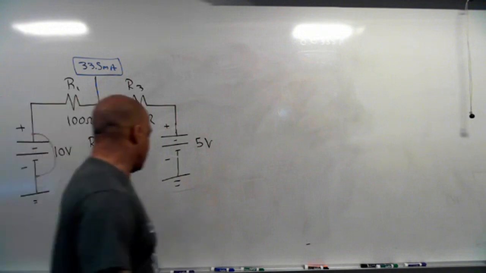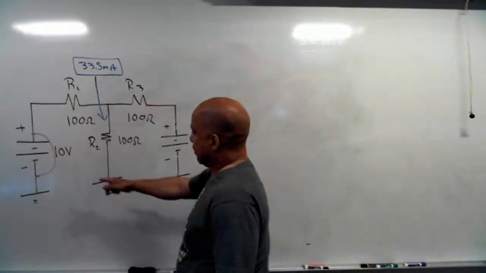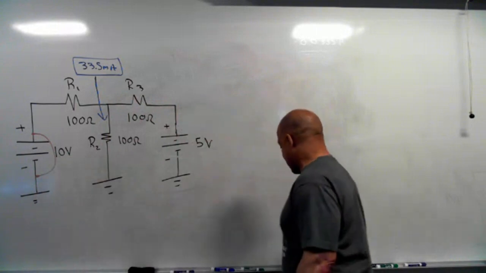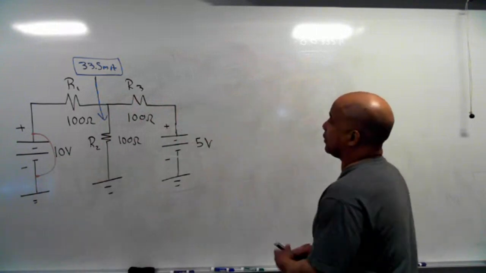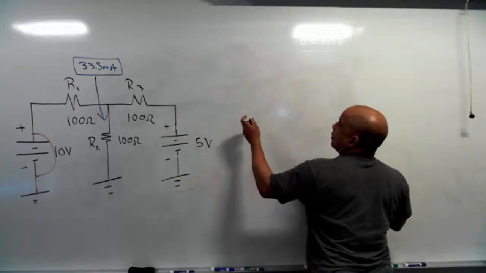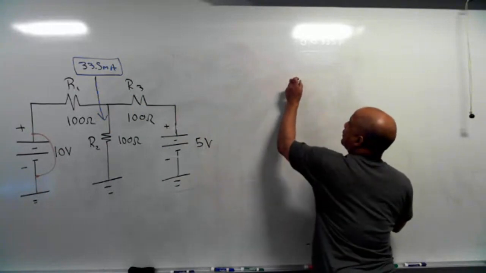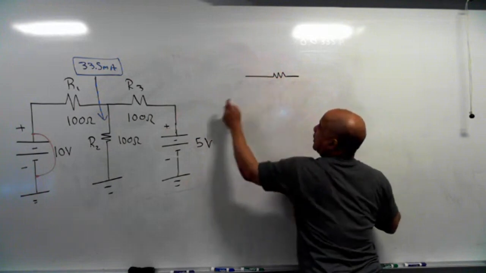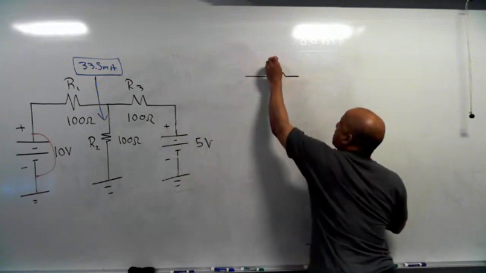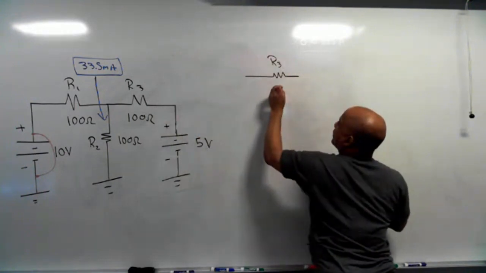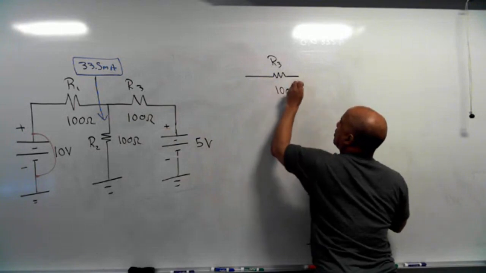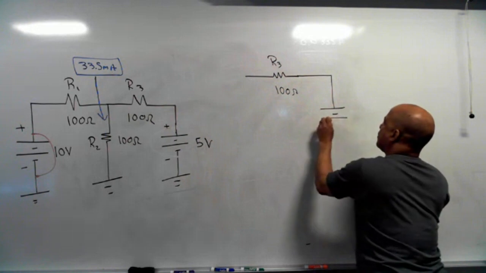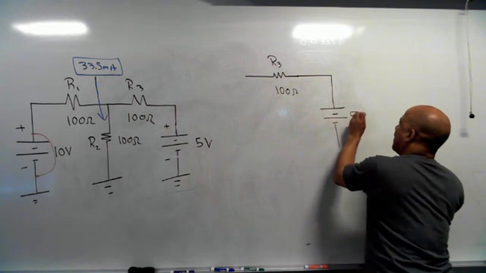All right, so what we've done here, we set VS1, the 10-volt source, to 0 by replacing it with the short circuit. And now I'm going to draw the equivalent circuit. So what I have is R3, which is 100 ohms. And then connected to it, I have VS2, which is 5 volts.